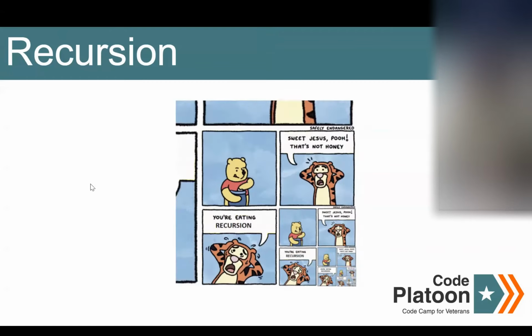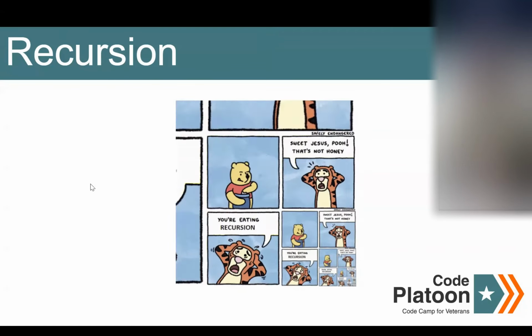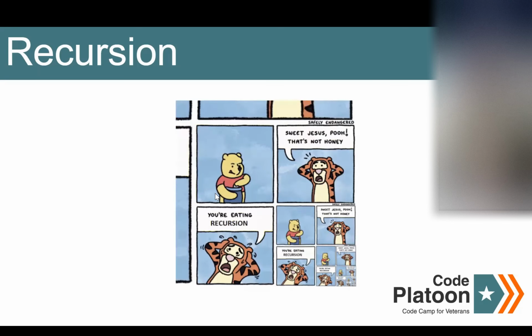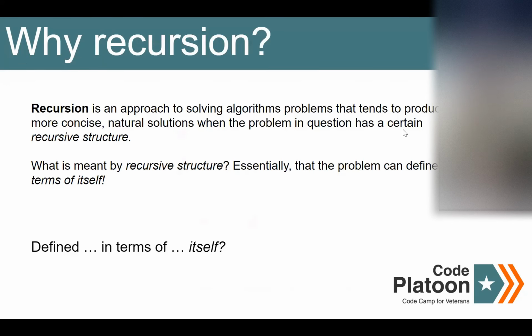The difference between recursion and looping is that looping just repeats the same process, but recursion will actually call the same process every time it runs. What do I mean by that? A recursive structure is something that runs itself repeatedly. Or as it says on the slide, a recursive problem is a problem that's defined in terms of itself.